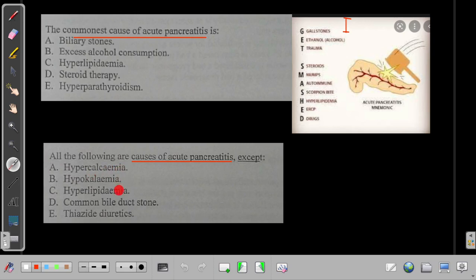All of the following are causes of acute pancreatitis except: hypercalcemia, hypokalemia, hyperlipidemia, common bile duct stones, and thiazide diuretics. All are causes of acute pancreatitis except hypokalemia. Go for B. Okay?